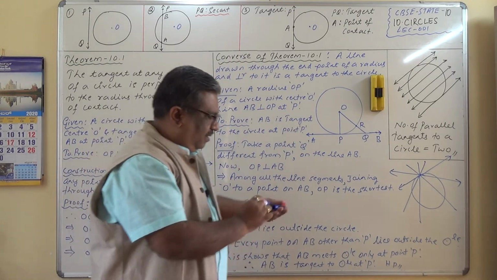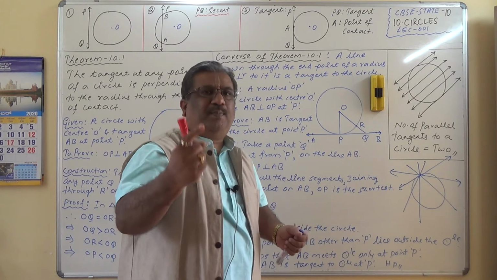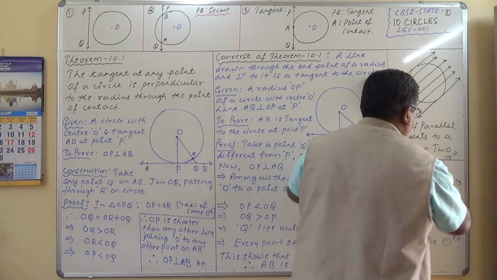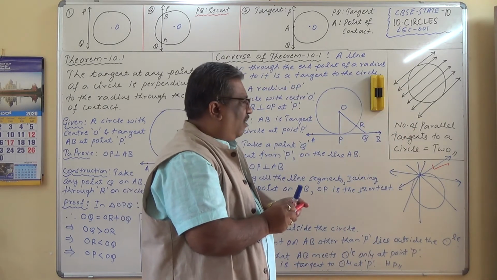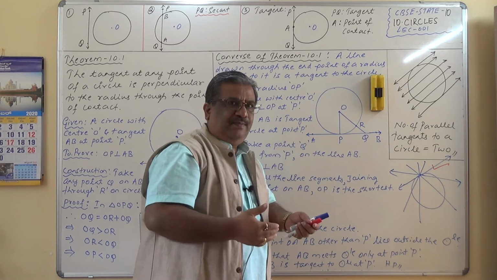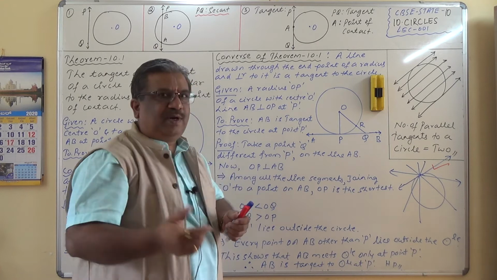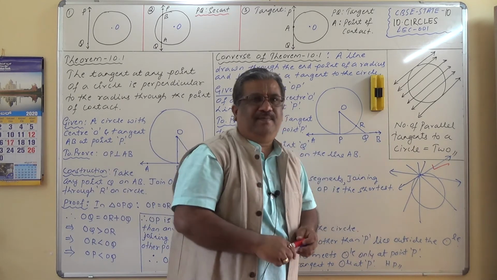Can you tell me how many tangents can be drawn to a circle through one point on the circle? Only one tangent can be drawn. This is a tangent here. Only one tangent can be drawn to a circle at a given point of contact. That you should remember. Now you tell me, totally how many tangents you can draw on the circle?